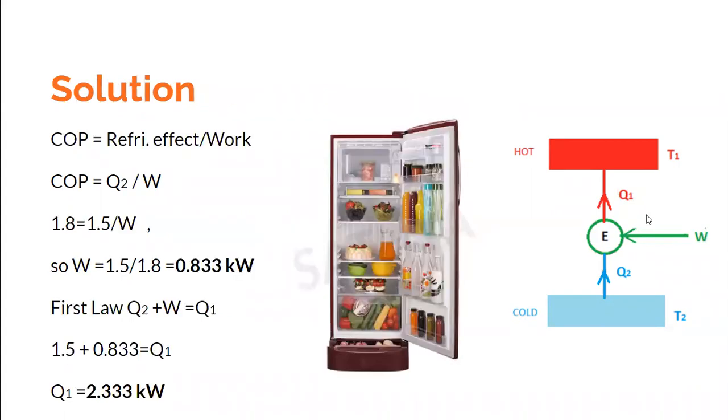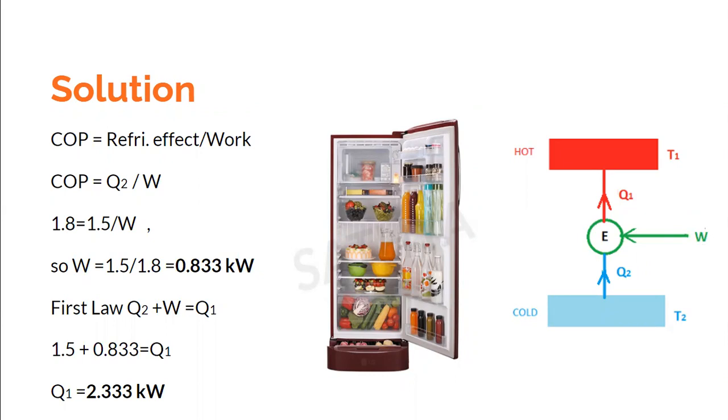So what is given is, you are given the coefficient of performance as 1.8, and you are given the refrigerating effect as 1.5. So 1.5 upon W is equal to 1.8. That gives us the work input of this refrigerator, which comes to be around 0.8 kilowatts. So this refrigerator is going to consume a work of 0.8 kilowatts.